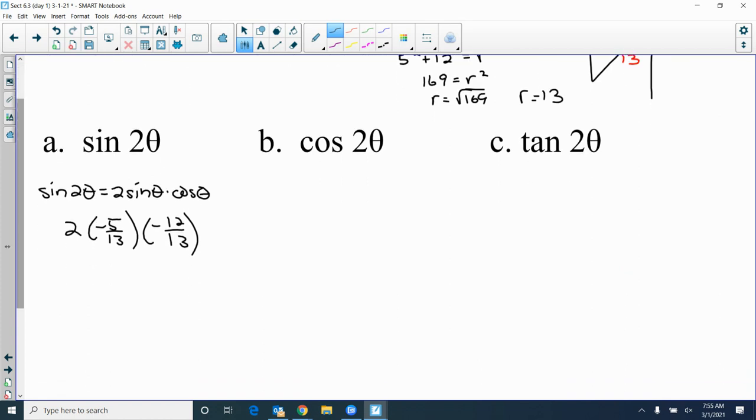Now just watch your algebra here, or your arithmetic. Go ahead and multiply those together. I'm going to pull up my calculator here because I don't have it.